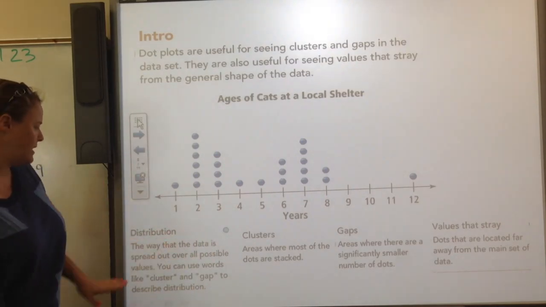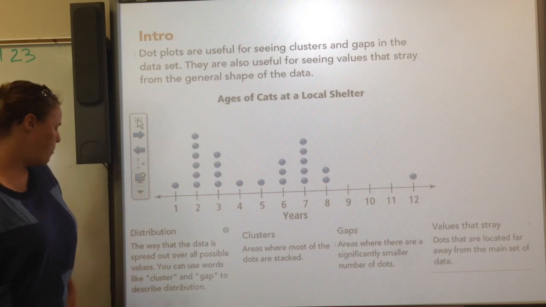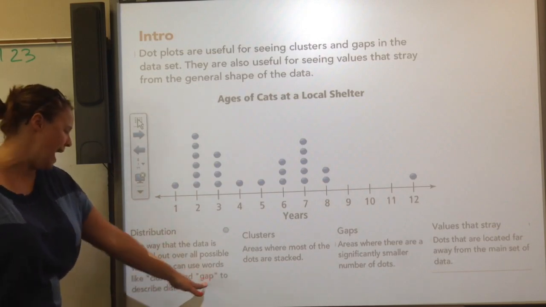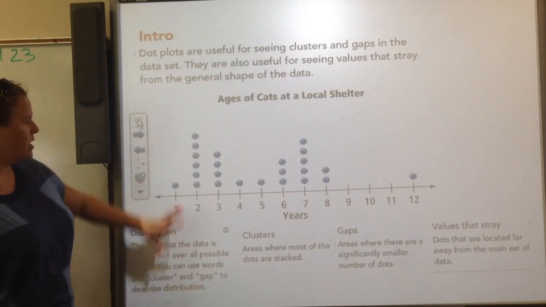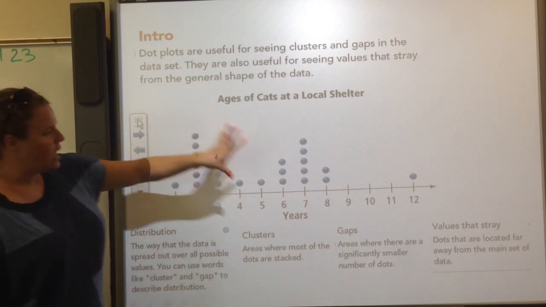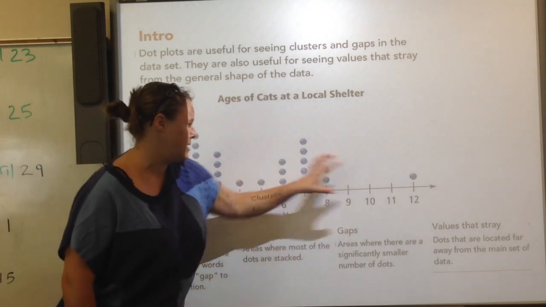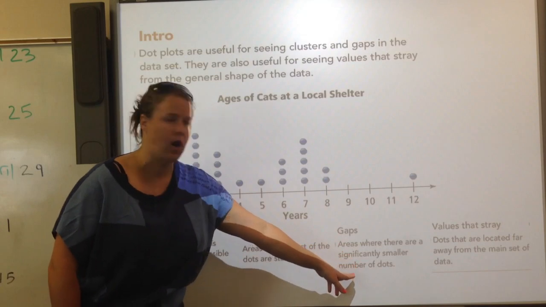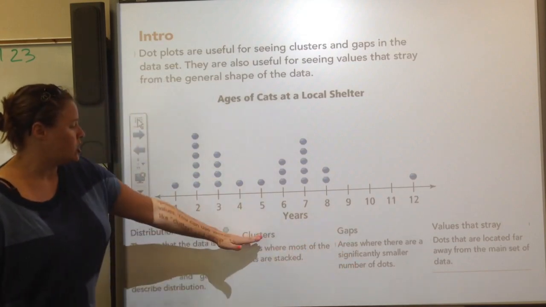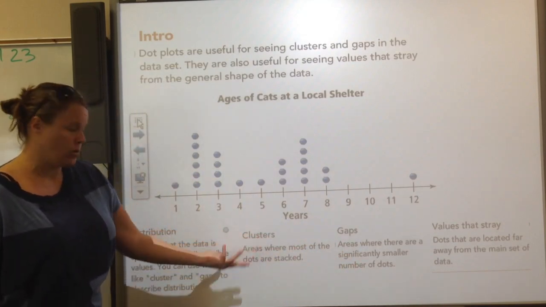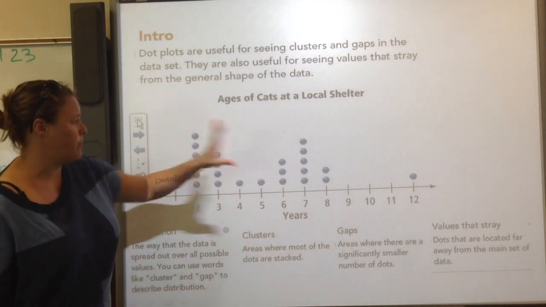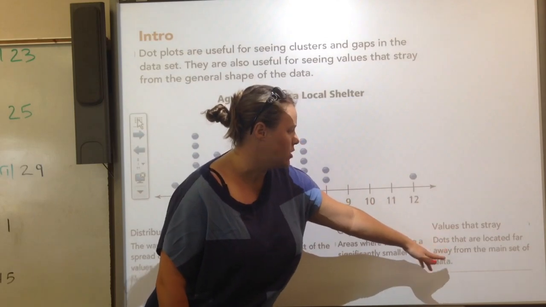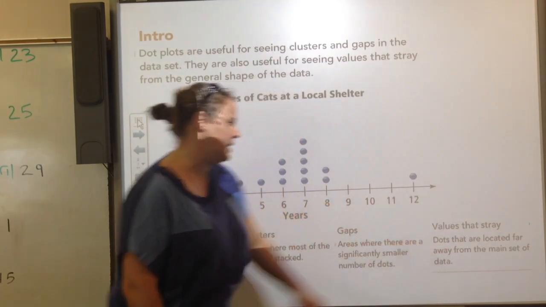Distribution is the way that the data is spread out over all possible values. You can use words like cluster and gap to describe the distribution. So we have a cluster of data here and a cluster here. Well, there's a gap here. Gaps are areas where there are significantly smaller numbers of dots. Clusters are where you have a higher level of dots that are stacked on top of each other. And then values that stray are dots that are located far away from a main set of data.